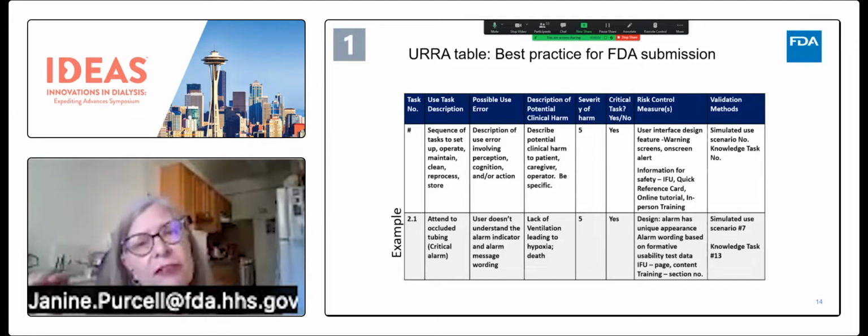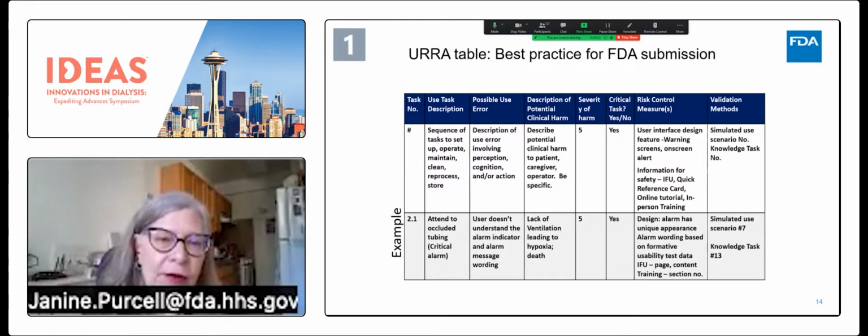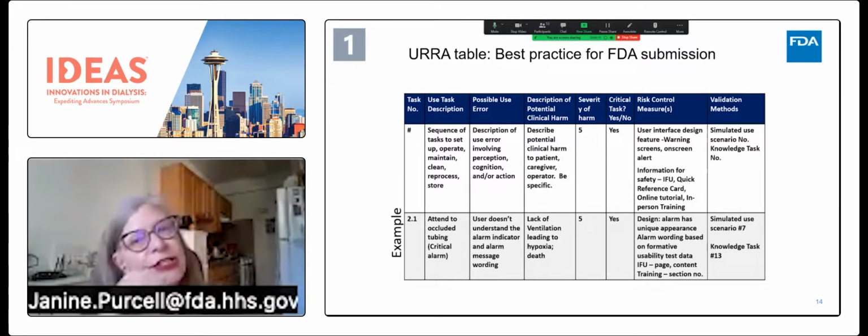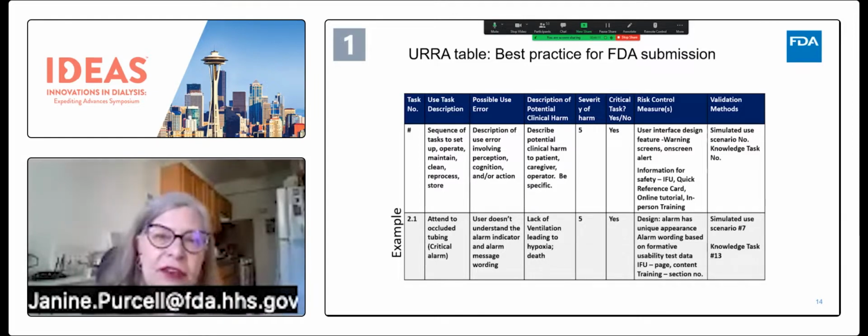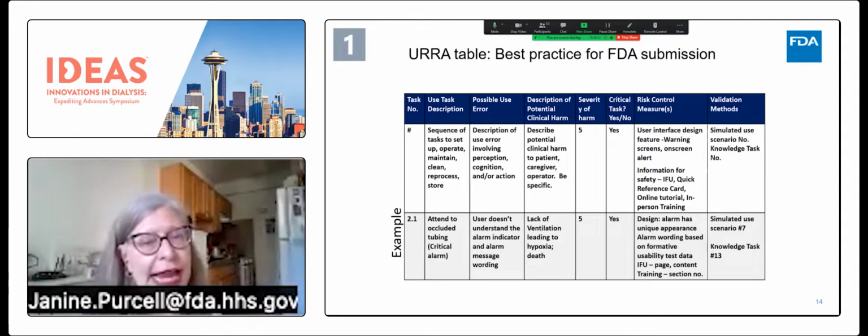But it shows the traceability of all the elements that allows us to look at your use-related risk analysis and understand that you've connected the dots between the task, each step in use of your device, the kinds of errors that can occur in terms of perception, cognition, and action with each of those steps, the clinical harm that's related to it, whether that sets that task into the category of critical task, and the gotta-have data in your validation for that task, the measures you've used to mitigate those errors, and then where you're going to validate that in your human factors testing, whether that be simulated use scenarios or knowledge tasks for things that can't be simulated regarding warnings, cautions, and that kind of thing.